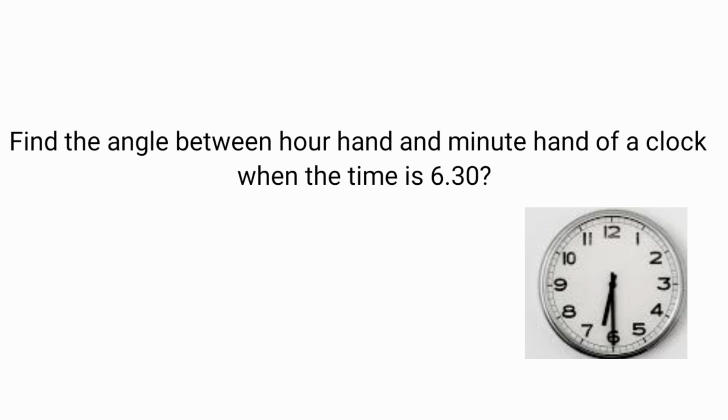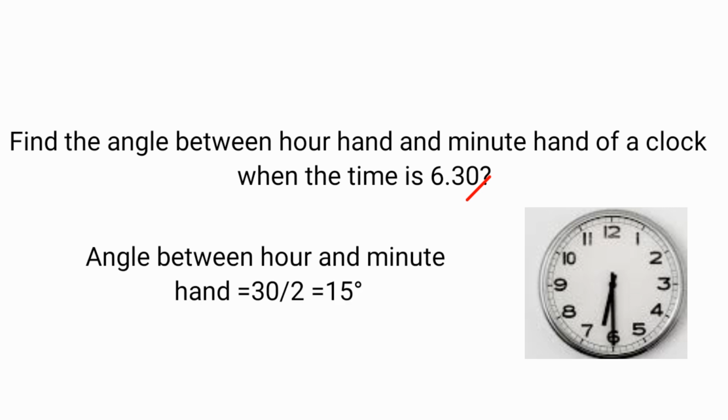So if that is the case, what you have to do is just find half of the minute which is given in the question. Here it is 30 minutes, right? Just divide 30 by 2, that is 15 degree. So the answer will be 15 degree. This shortcut you can use at 1:15, 2:10, 3:15, 4:20, 5:25, 6:30, 7:35, 8:40, 9:45, 10:50 and 11:55. In all these cases, what you have to do is just take half of the minute specified.